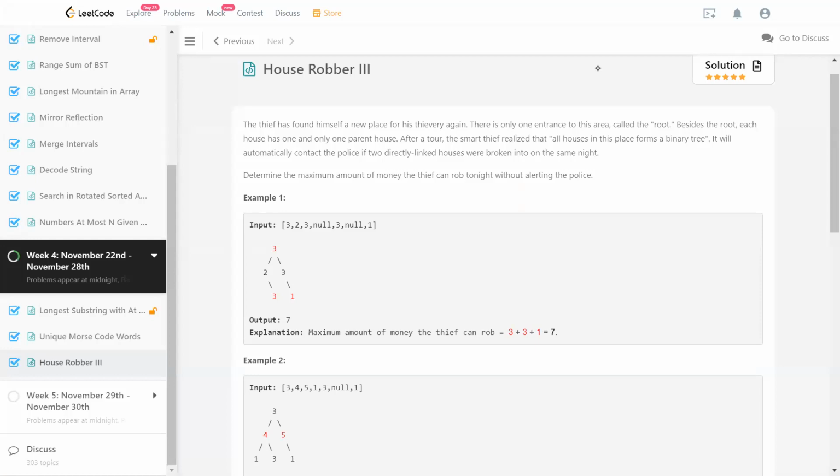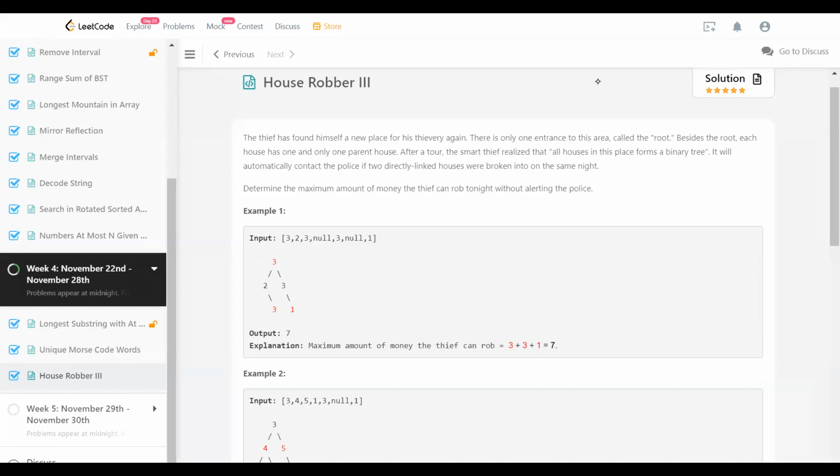I'm going to discuss my solution to the LeetCode problem, House Robber III. It's today's daily challenge in LeetCode. The problem definition is we have a thief who is trying to rob a bunch of houses in an area, and the entrance to the area is called root. There is a house there, and all the houses are connected in the form of a binary tree.